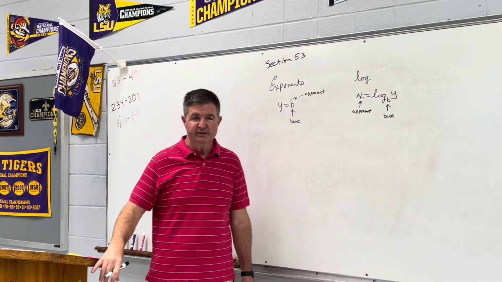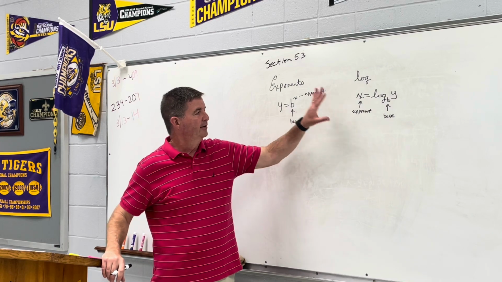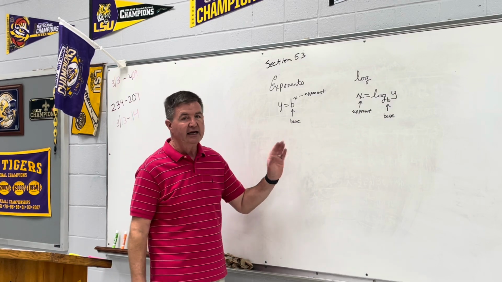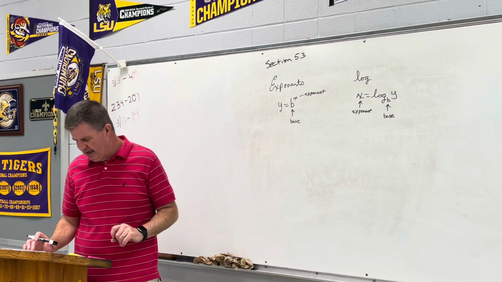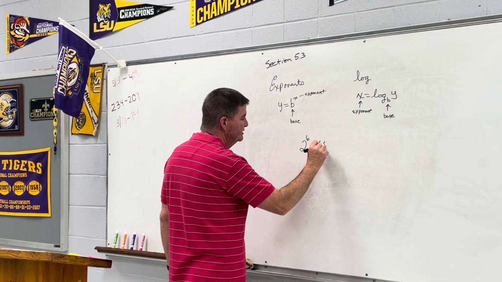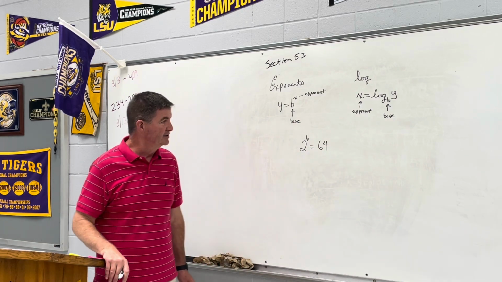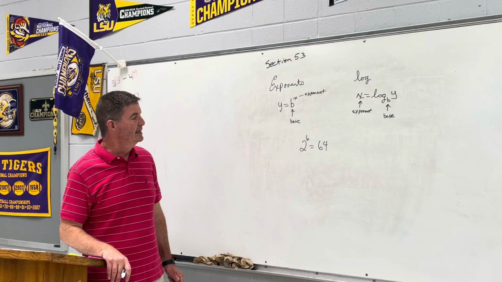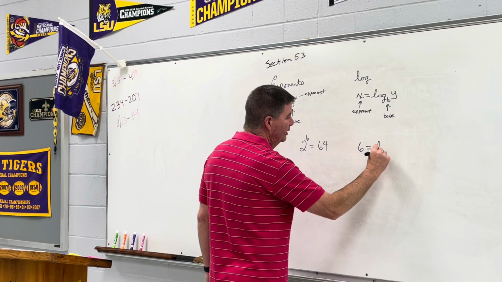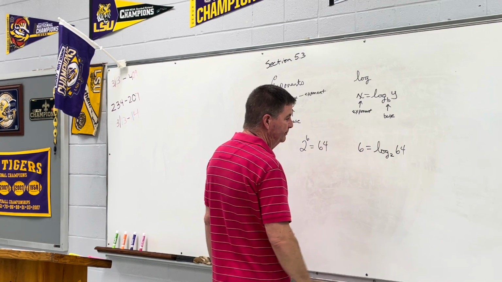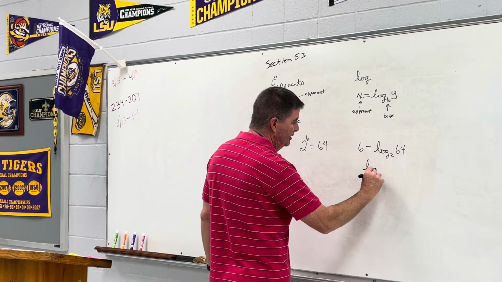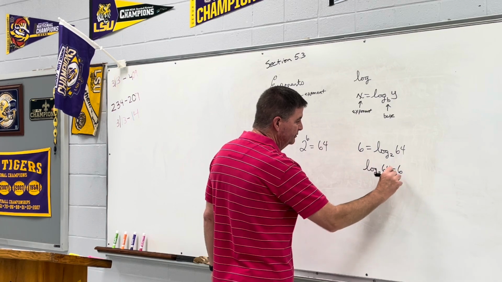For the first examples, all we're going to do is go from one form to the other and back. The first example says, write the exponents as logarithms. The first one says 2 to the 6th power equals 64. Written as a logarithm, it would be 6 equals log base 2 of 64. Or if you would like to put the 6 on the other end, log base 2 of 64 equals 6.